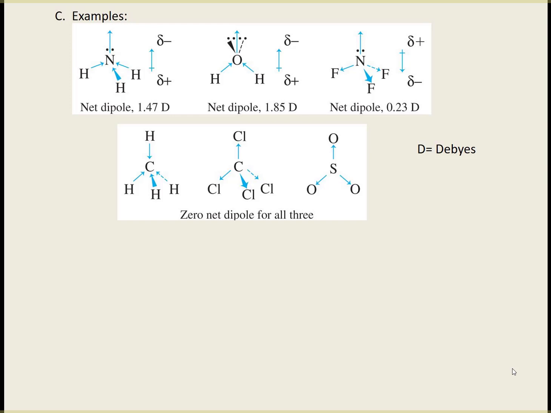We can quantify how polar something is. For example, here I have ammonia and water, and then this is nitrogen trifluoride. And we can quantify them. So this one is given a value of 1.47 debye. So it's just how polar it is. The larger the number, the more polar it will be.